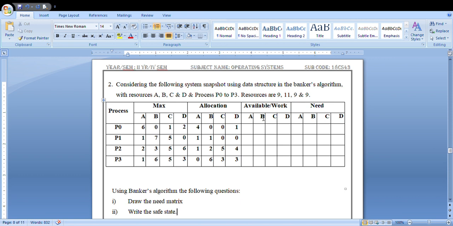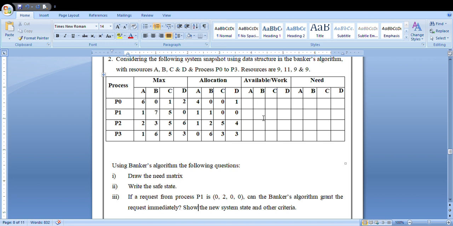So how to calculate that? Once the resource value is given, how to calculate the available value? I am going to show it now, and let's read the question completely. Next, what they have asked is, using banker's algorithm, answer the following questions. Draw the need matrix. You have to calculate the need matrix as I showed in your first example. You have to draw the need matrix, and you have to write the safe sequence or the safe state.